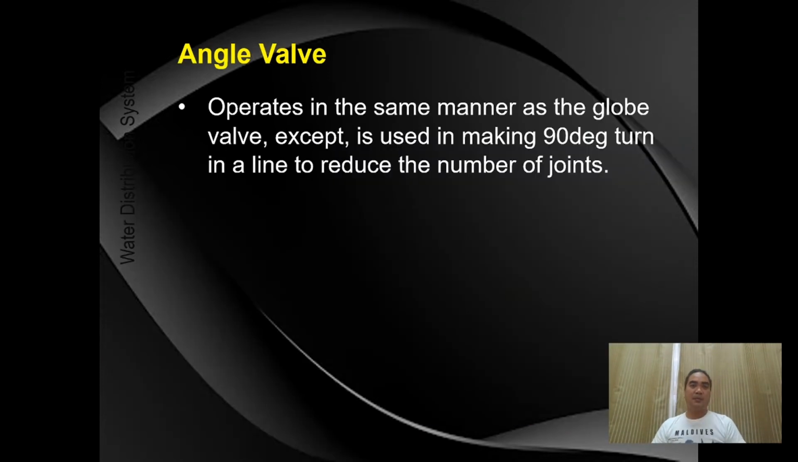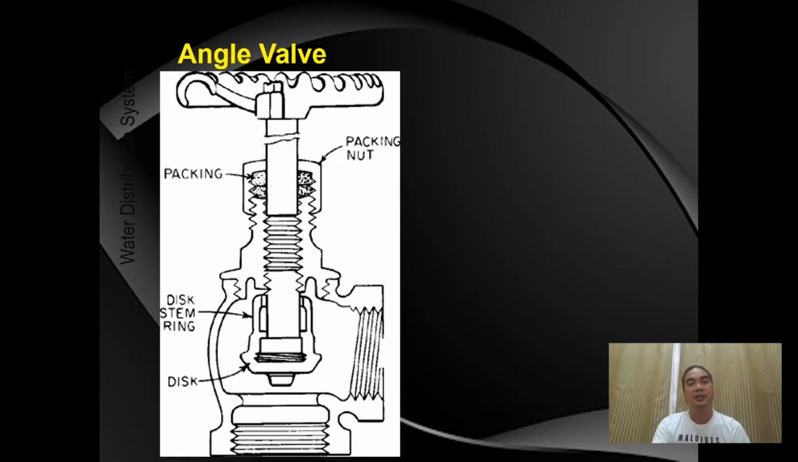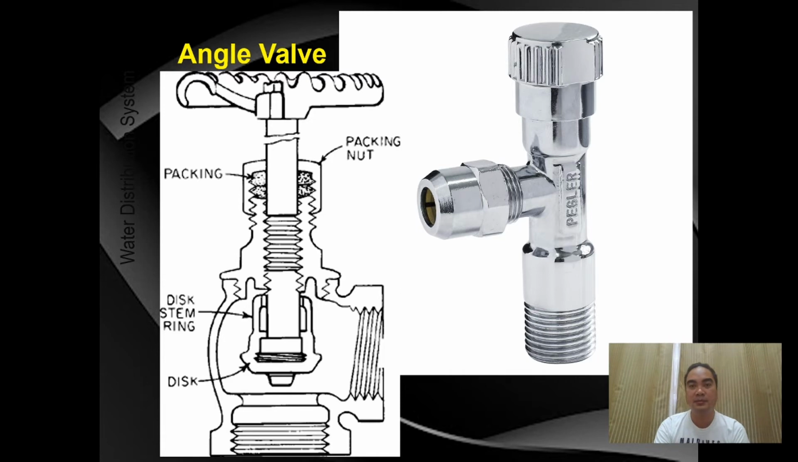So the angle valve operates in the same manner as the globe valve, except it's used in making a 90 degree turn in line to reduce the number of joints. Yeah, that's the angle valve. Normally it's used at a lavatory, in the water supply of a water closet, and the like.